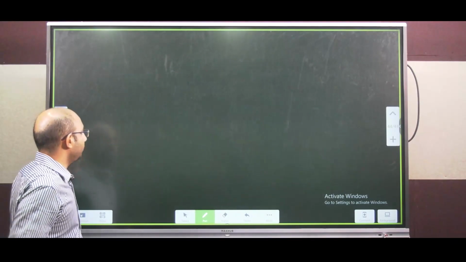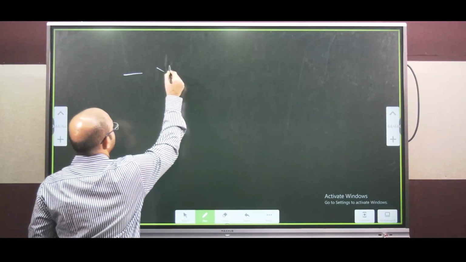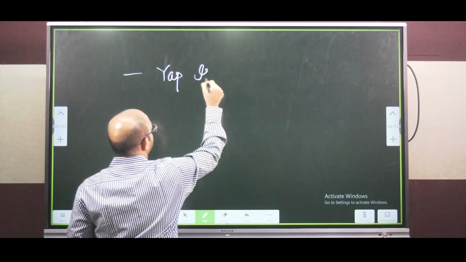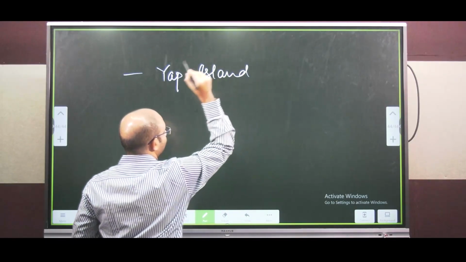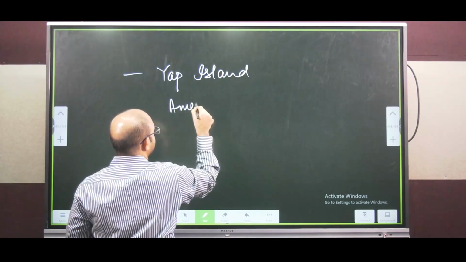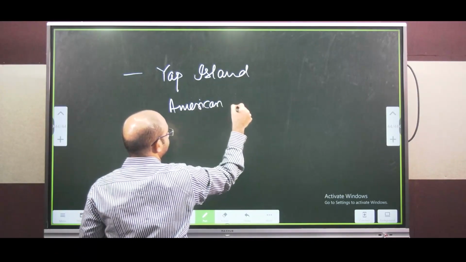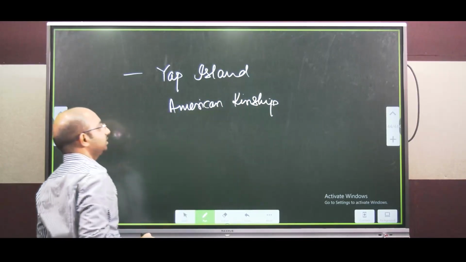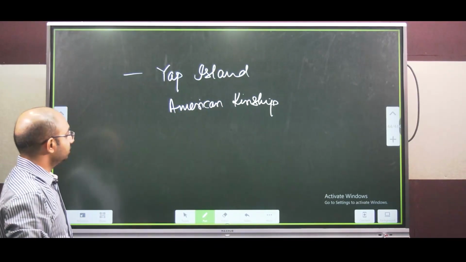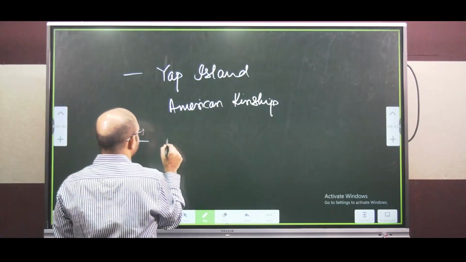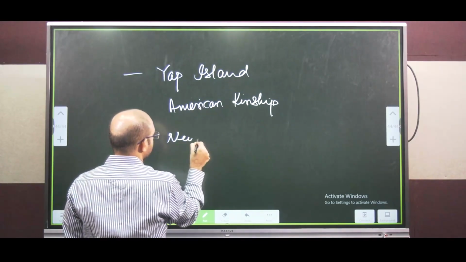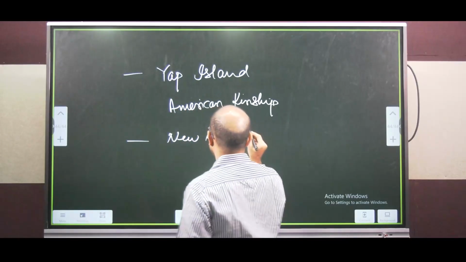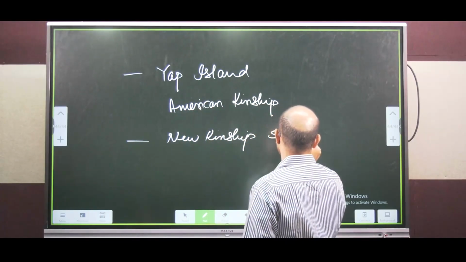And finally conclude by saying, and for examples, you can say he studied the American kinship system. He also studied people on Yap Island using this approach, along with studying American kinship. You can write this, and finally conclude by saying that thanks to Schneider's cultural approach, we have seen the beginnings of new kinship studies in anthropology.